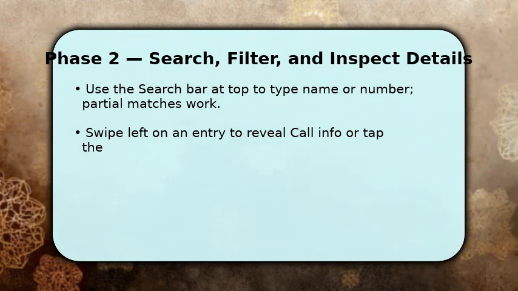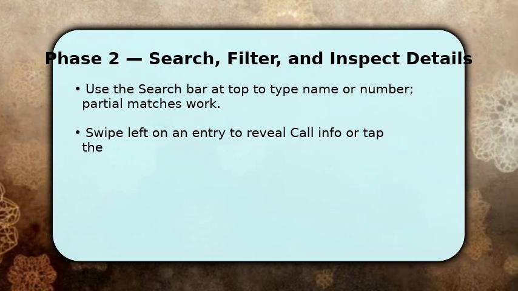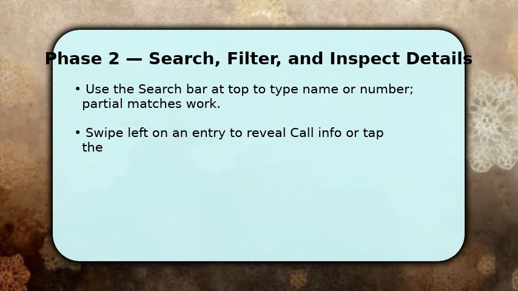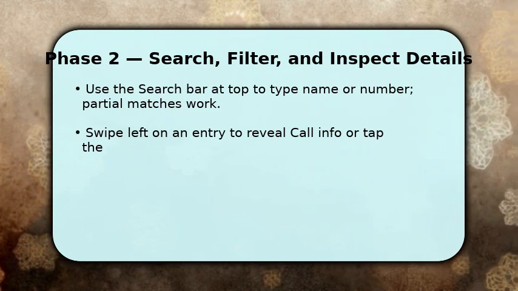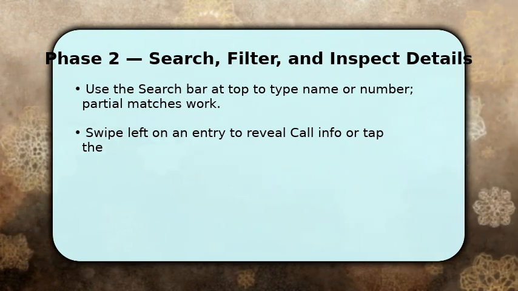If you need the number, tap to call back or copy it to clipboard. Make sure to scroll within the details page to see repeated interactions. That helps confirm the exact instance you need.